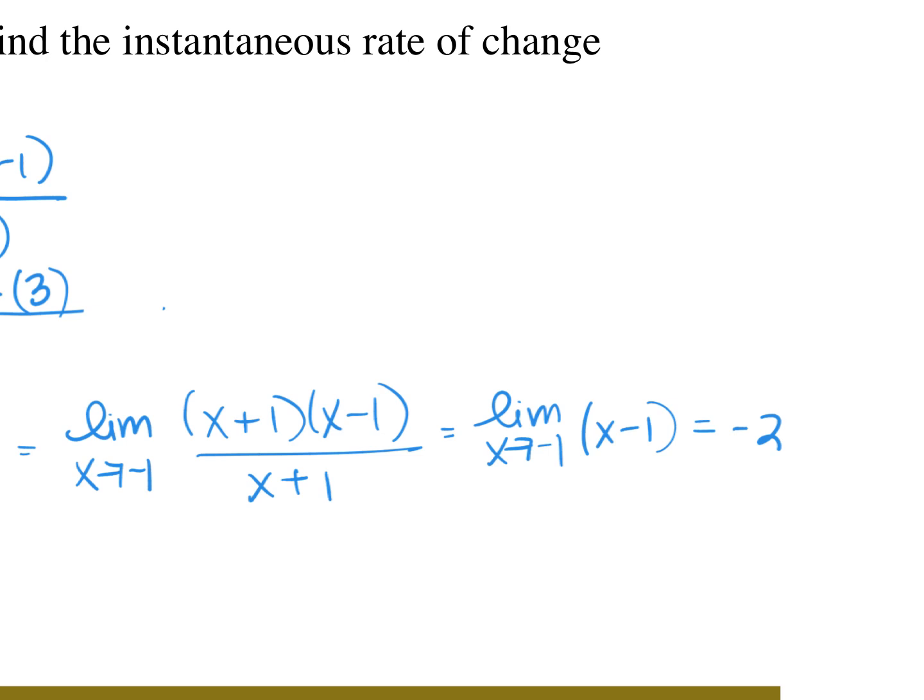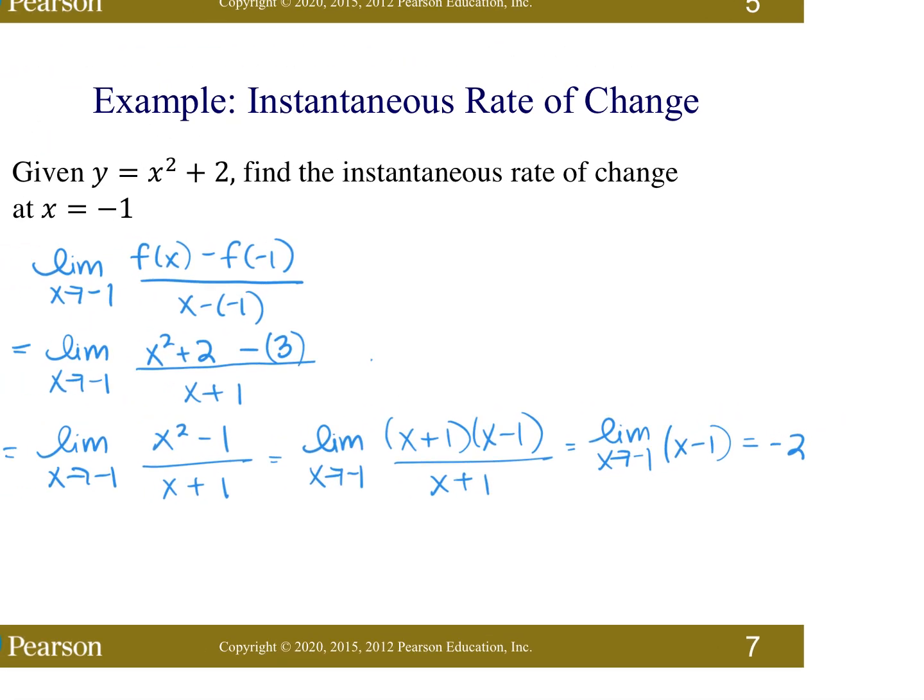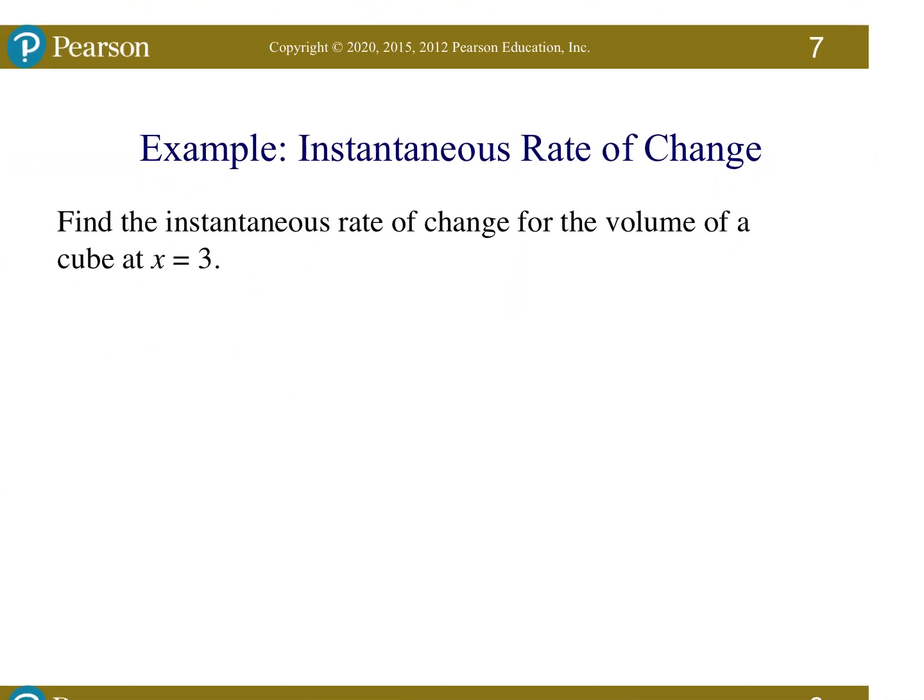If you move a little bit off of -1, it will be either more steep or less steep. In fact, sometimes it's even going to be positive because the parabola is going to curve back in an upward direction. It will never be -2 again. This is the moment. This is called the instantaneous rate of change. Okay, let's try another one.